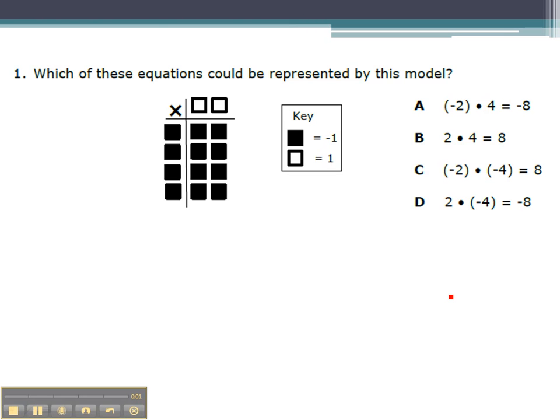Okay, this is the review for the first 6 weeks test, which will be given on Wednesday. Problem number 1 on this review asks, which of these equations could be represented by this model?